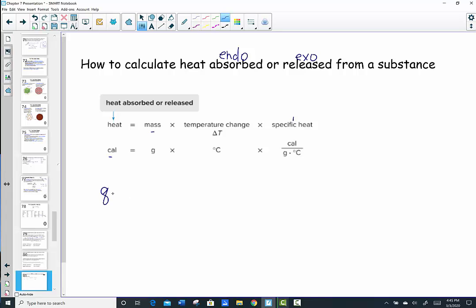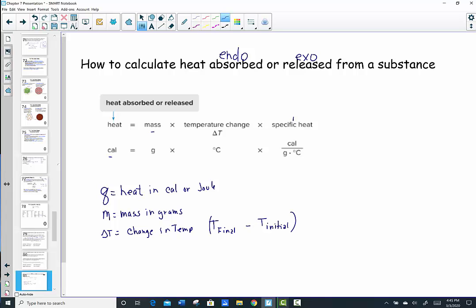Heat gets a letter Q for a symbol. I don't know why, but Q is given to heat. M stands for the mass measured in grams. Delta T stands for the change in temperature. And just think about what that means. You would find a change in temperature by knowing its initial and final. So T final minus T initial is how much it changed, using a thermometer.